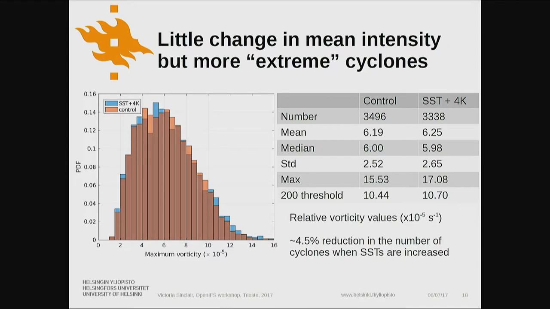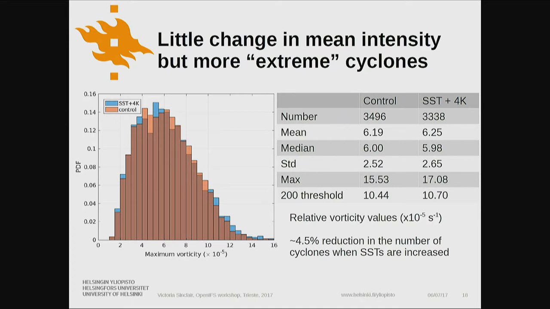So some results from the tracking algorithm. What I have plotted here is a normalized histogram of the maximum vorticity, in units of 10 to the negative 5 seconds to the minus 1. The orange is the control, and the blue is the experiment with the warmed SSTs. You can see in this distribution that they're relatively similar. If we look at the mean and the median values of the maximum vorticity, they're very similar in both simulations. If we look at the standard deviation, we can see that if we increase the SSTs, we have a slight increase. So the distribution is broadening.